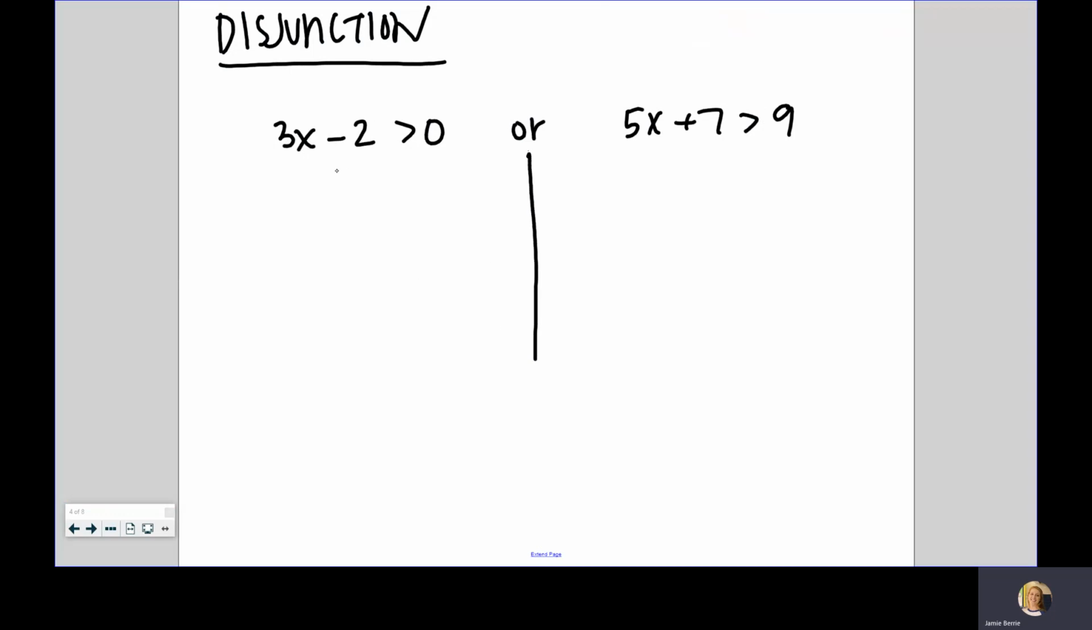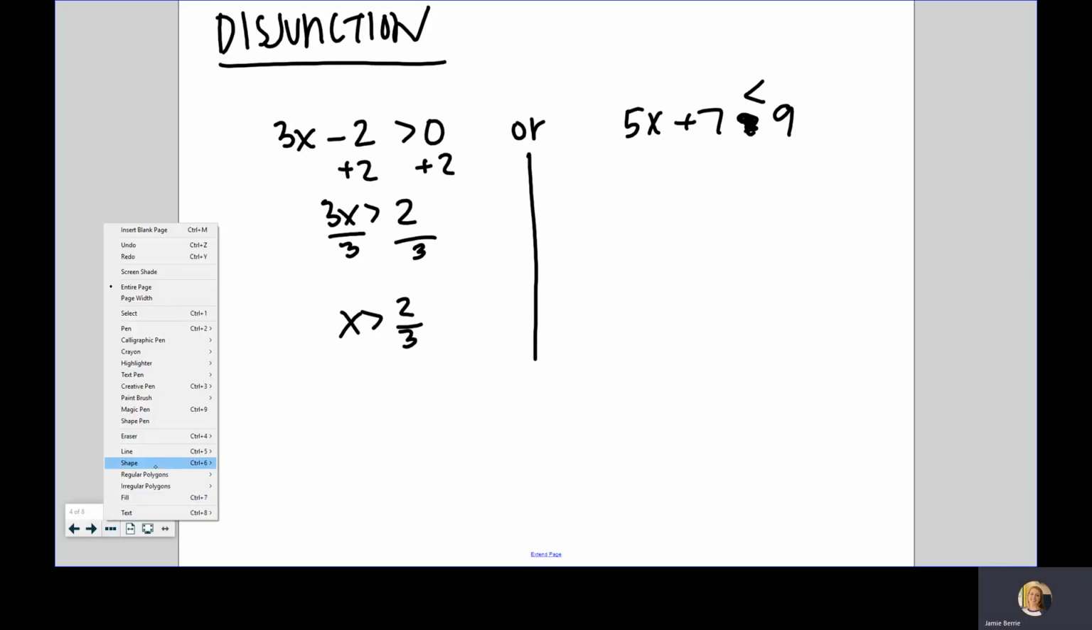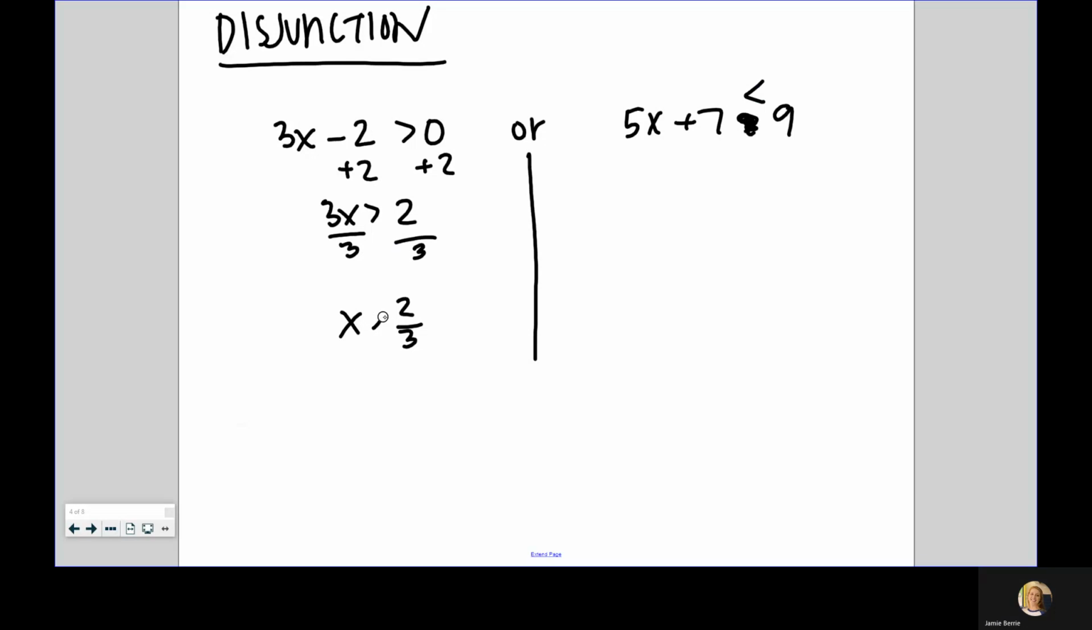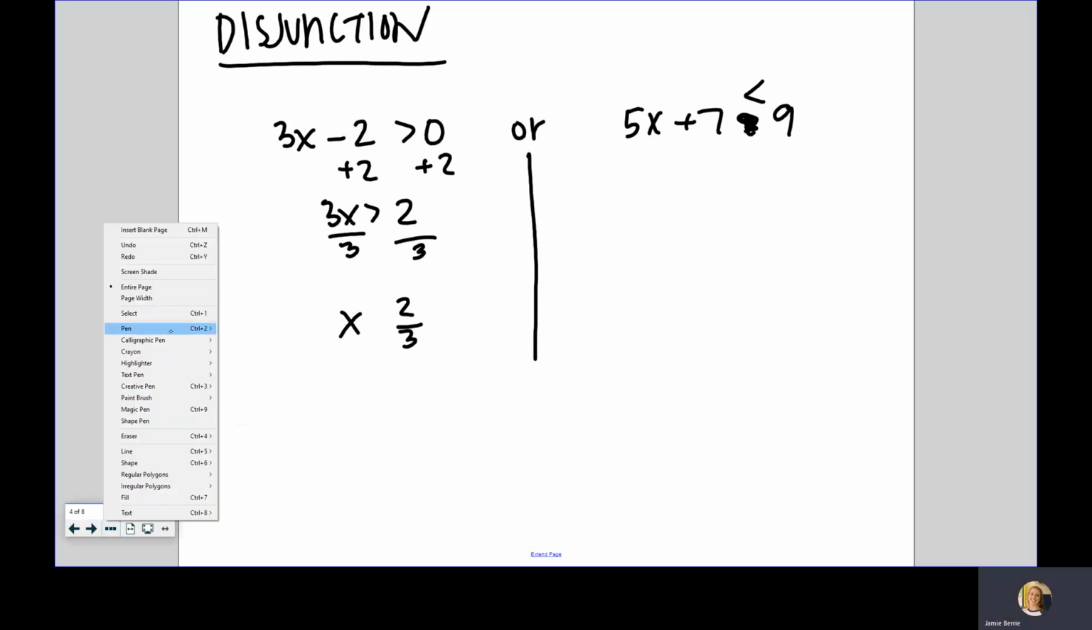We'll start with this one on the left. Go ahead and move that 2 over, trying to get x by itself. And then divide by 3. So x is greater than 2/3. And I think I messed up here. I originally had a less than, so fix that. Sorry for the sloppy handwriting. I can probably make this a little bit neater. That's supposed to be a greater than.